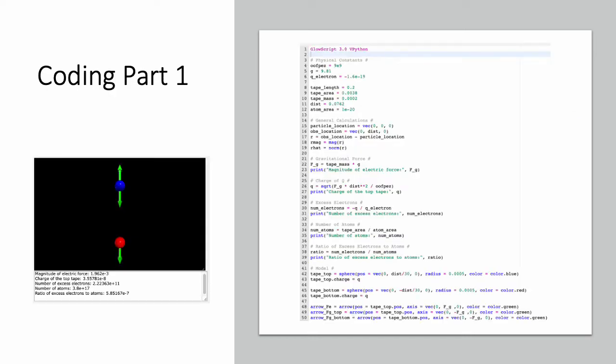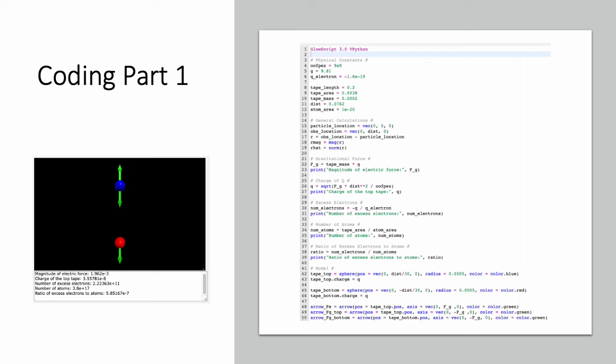So this is my code for part 1. Basically what I did is just took everything from my calculations in the previous two slides and put these into code. The main thing you need to realize is that my charge Q is equal to the square root of the force of gravity times the distance, or r vector, squared to give us the magnitude, divided by our constant K.